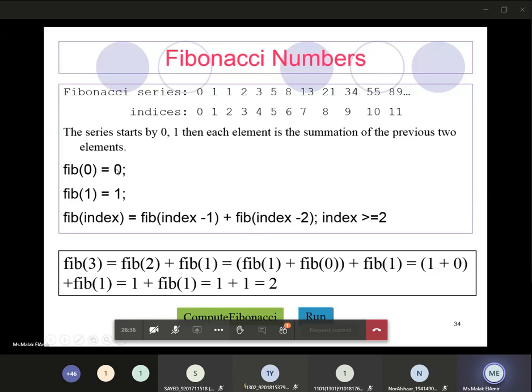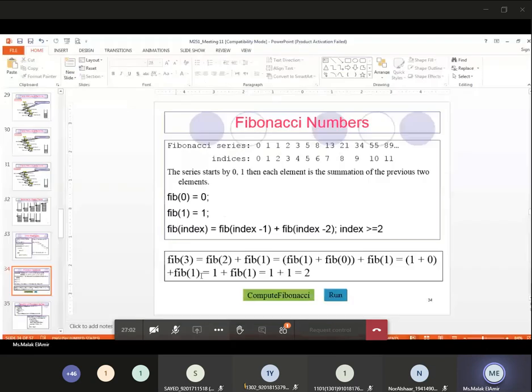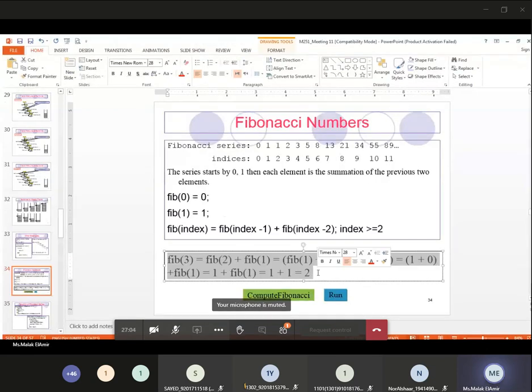If Fibonacci of 0 returns 0, first base. Fibonacci of 1 returns 1, second base. Fibonacci of greater than 1, it will be the summation of the previous 2 of them. Okay? So let us take this one. And I'm going to share with you the notepad also.